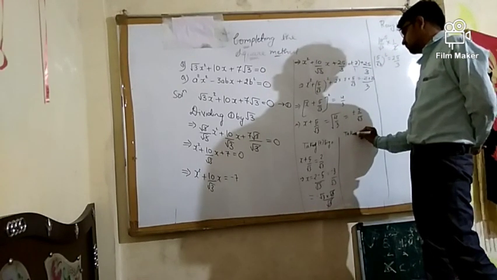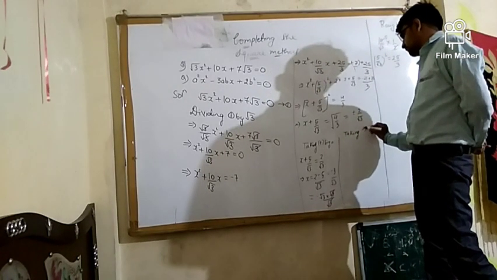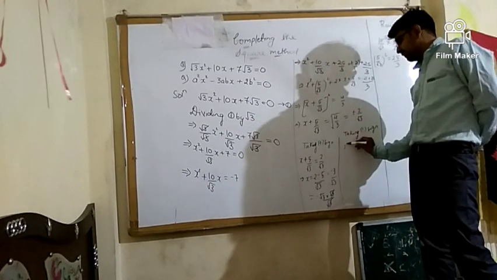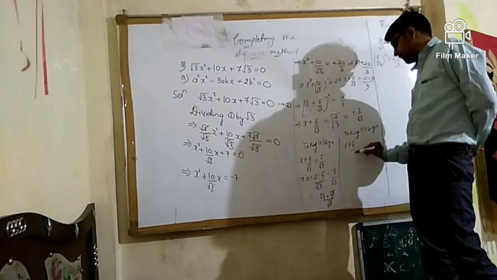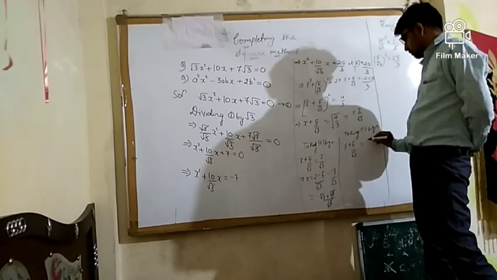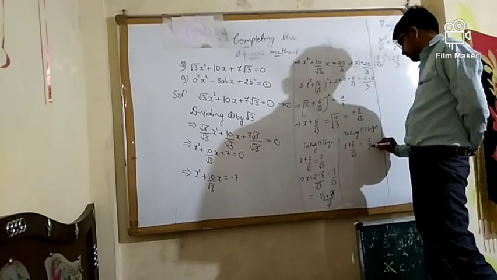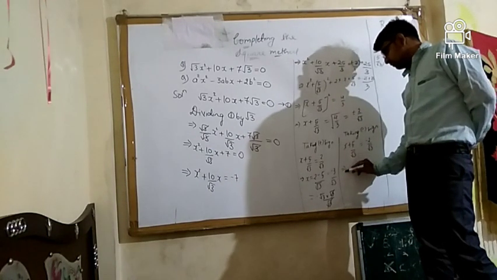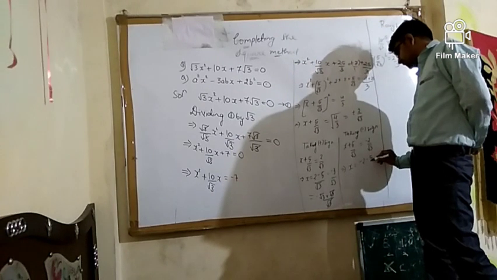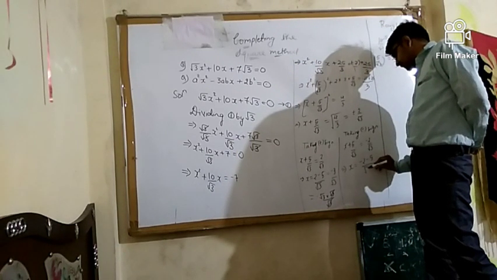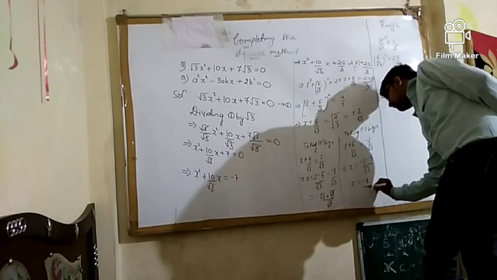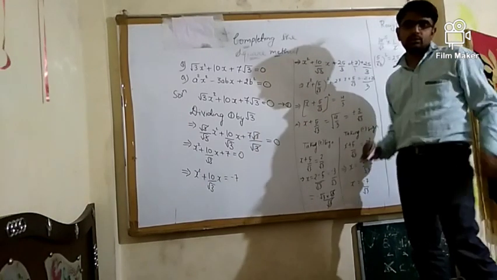Now taking the negative sign, what I will get is x plus 5 by root 3 is equal to minus of 2 by root 3. Shifting this, I get minus 2 minus 5 whole by root 3. So the second value of x is minus 7 by root 3. Okay.